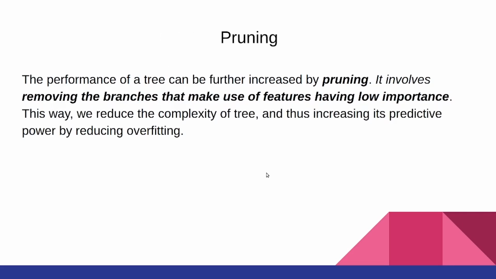Pruning, a method to improve the performance of a tree. The performance of a tree can be further increased by pruning. It involves removing the branches that make use of features having low importance. This way, we reduce the complexity of a tree and thus increase its predictive power by reducing overfitting.